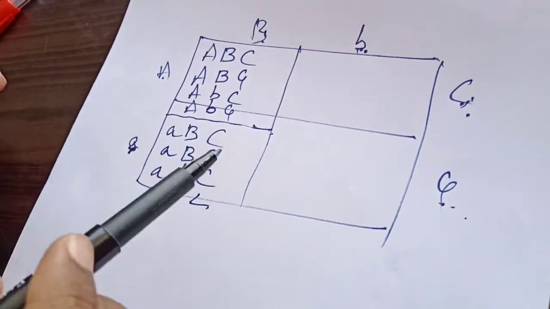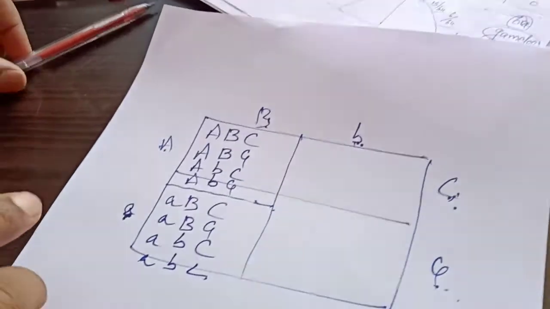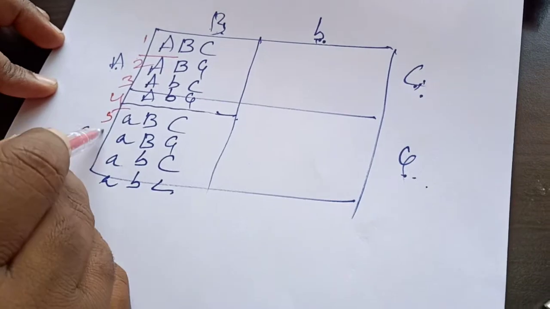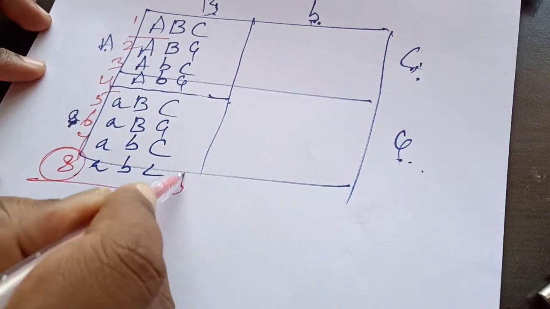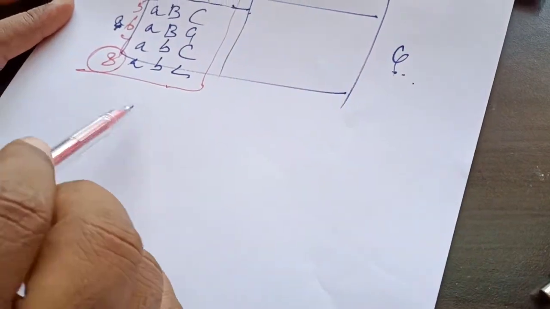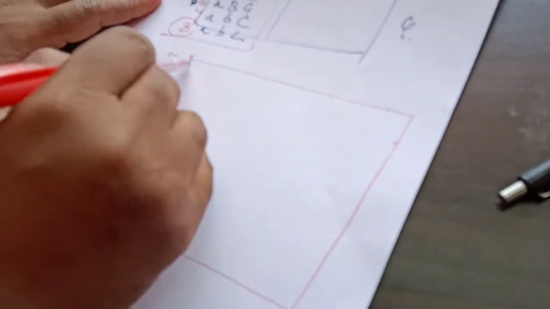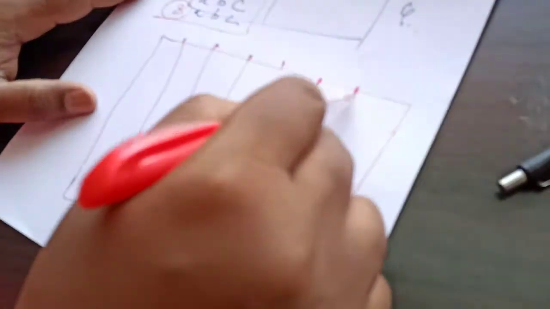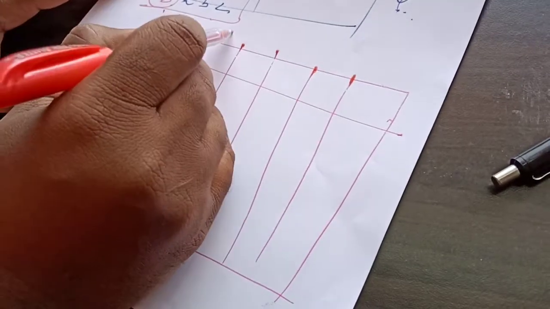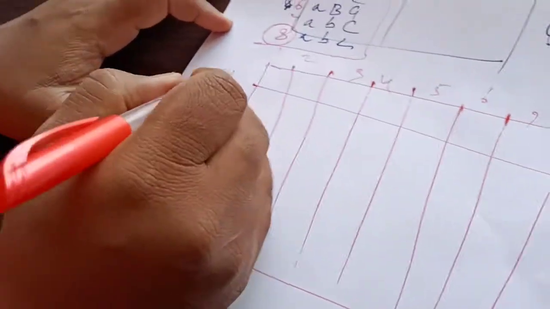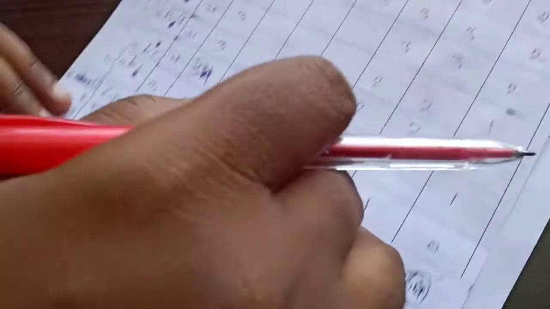Totally how many possible gametes are we getting? 1, 2, 3, 4, 5, 6, 7, 8 possible gametes. These 8 possible gametes you take in the selfing process. Like this, you have to construct a table with 8 possible gametes, 1 to 8, and on this side also you put 8 gametes. Now I will show the 8 possible gametes.